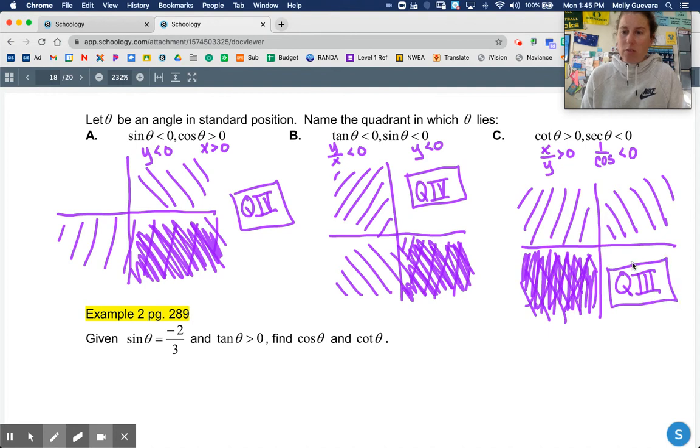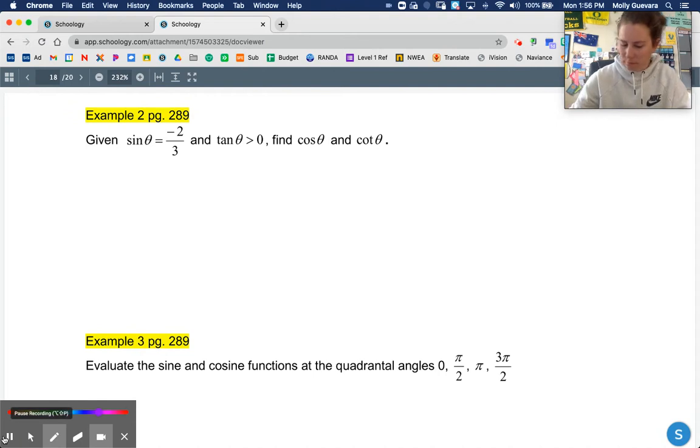So we're kind of using that information on when it is positive and when it is negative to help us figure out what quadrant it's going to be in. Okay, so now let's look at example 2. Here I'm given what sine of theta is, and I'm also told that tangent of theta is greater than 0, and it wants me to find the cosine of theta and the cotangent of theta.